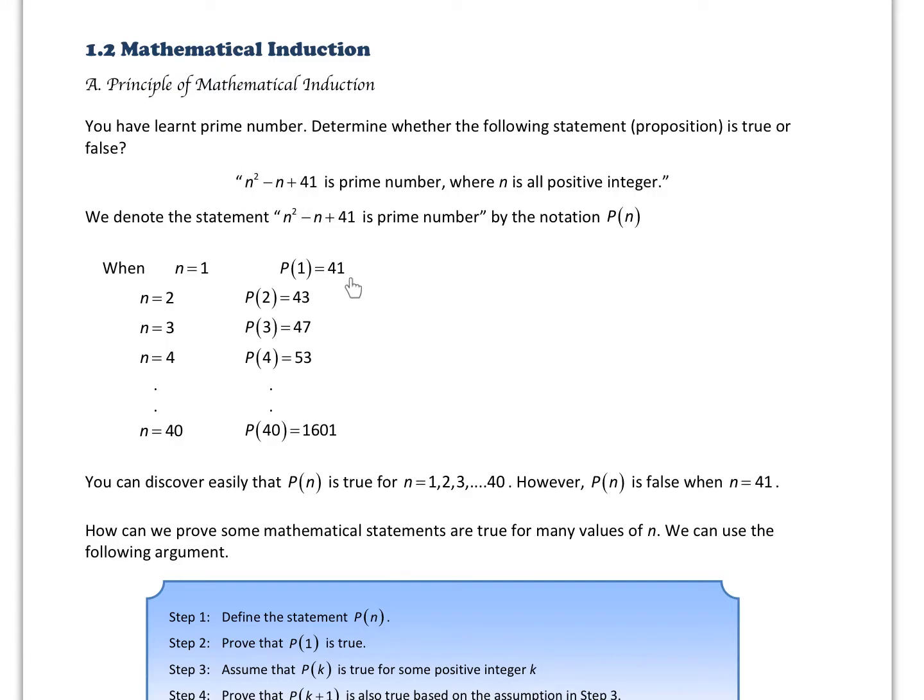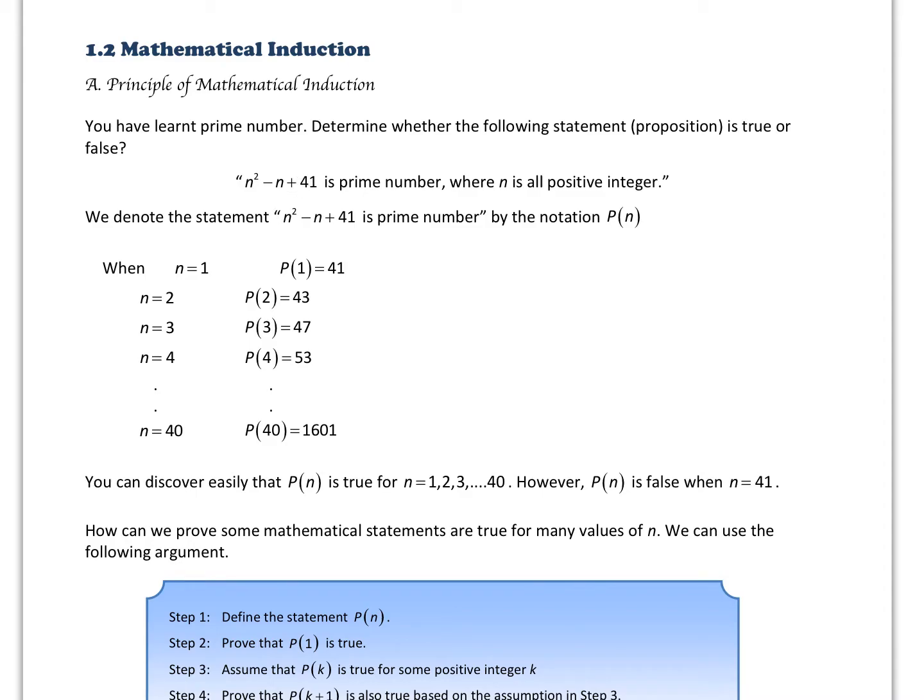This is a prime number, and n is equal to 2. The value of n squared minus n plus 41 is equal to 43. It's also a prime number. 3, also a prime number. Then I can conclude, okay, this statement is true because I try n is equal to 1, 2, 3, and it's also a prime number. Maybe you will say, okay, this is not enough because we have a lot of numbers. I try all the numbers up to 40, also a prime number.